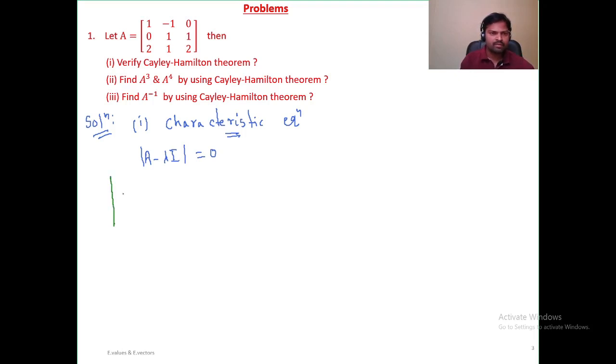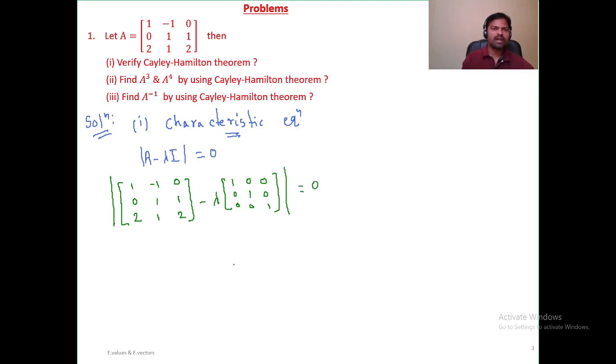So determinant of, first take the matrix A. What is matrix A? 1 0 2, minus 1 1 1, and 0 1 2. Okay, this is matrix A minus lambda into identity matrix of order 3 by 3. So 1 0 0, 0 1 0 and 0 0 1. Okay, and determinant equal to 0. This is the characteristic equation.